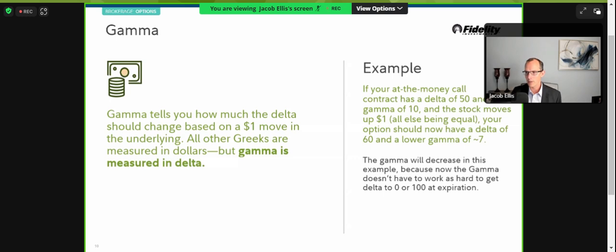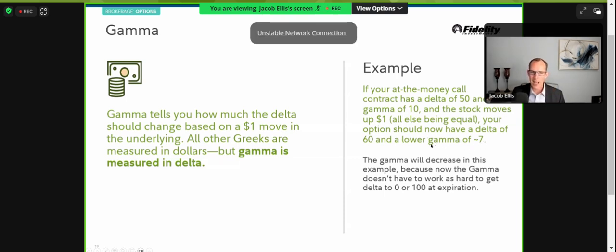So gamma, folks, is the representation of how our delta will change. If the delta was 50 and then the stock goes up by $1, since gamma at that moment was 10, our new delta should be approximately 60. Gamma would also have changed during that time. All the Greeks are changing all the time. It would end up being lowered about 7%.